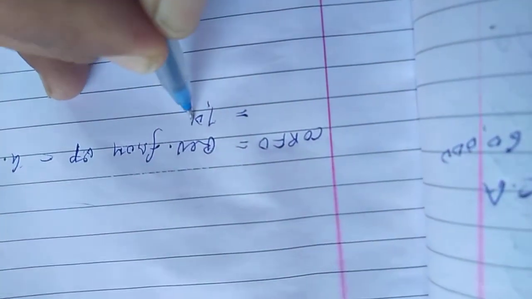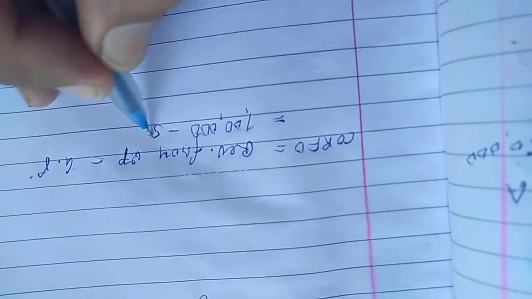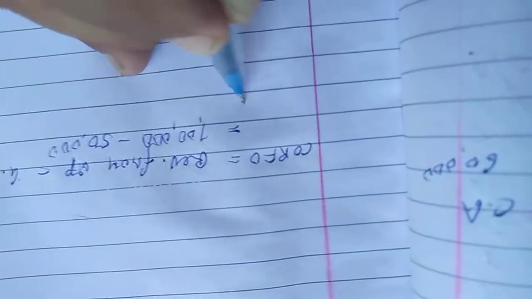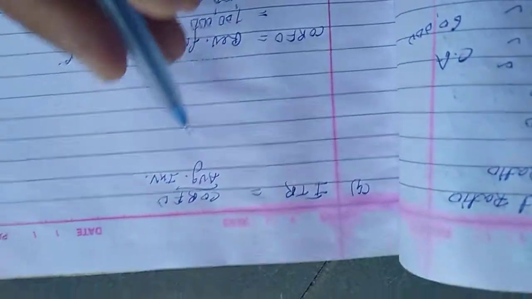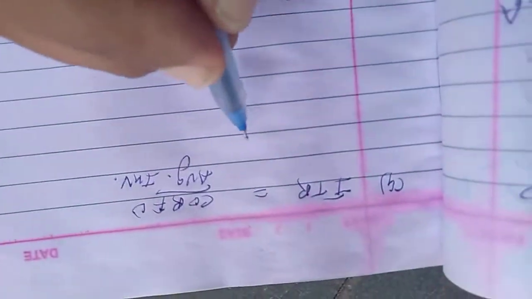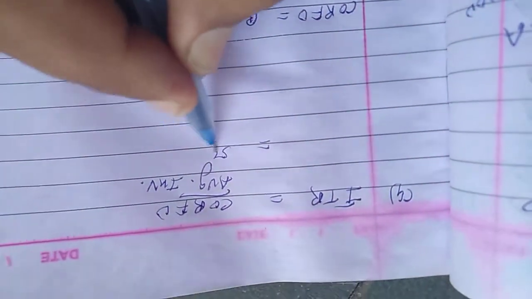So revenue from operation is given. Revenue from operation is 1 lakh. So here revenue from operation is 1 lakh minus GP 50,000. So remaining is 50,000. 50,000 is the cost of revenue from operation.